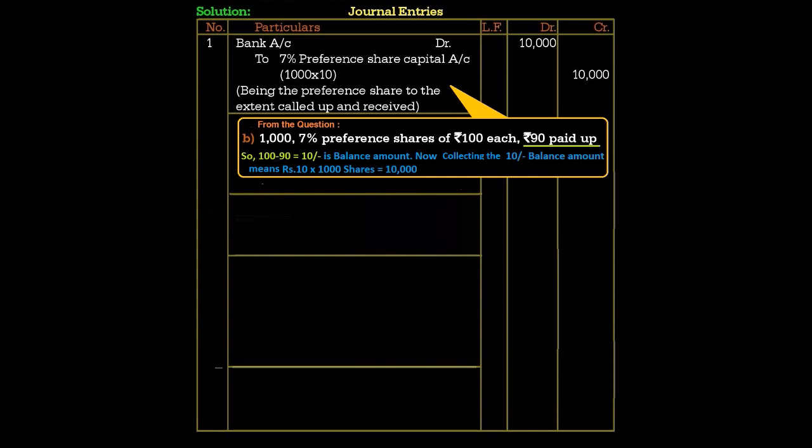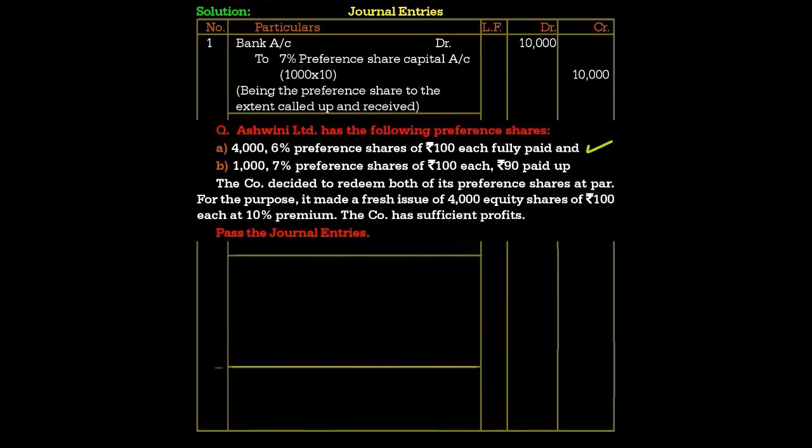Otherwise, we can write two entries, one for making the call, another one for receiving the amount on call. But to make it short, we can make one entry from those two, that is bank account debtor to 7% preference share capital account. Now, both classes of preference shares are fully paid. First one is already fully paid. Second, now we made a call on that and that also has become fully paid.